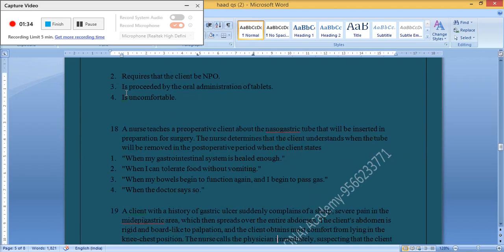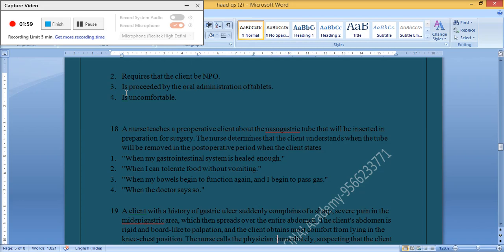A nurse teaches a preoperative client about the nasogastric tube that will be inserted in preparation for a procedure. The nurse determines that the client understands when the tube will be removed in the postoperative period when the client states: 1. When my gastrointestinal system is healed enough. 2. When I can tolerate food without vomiting.